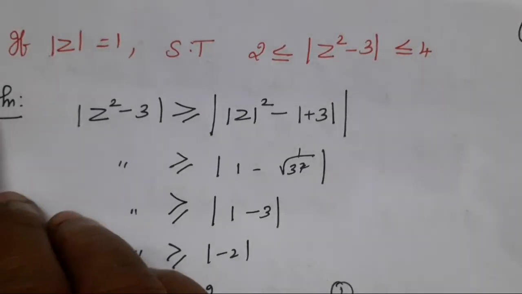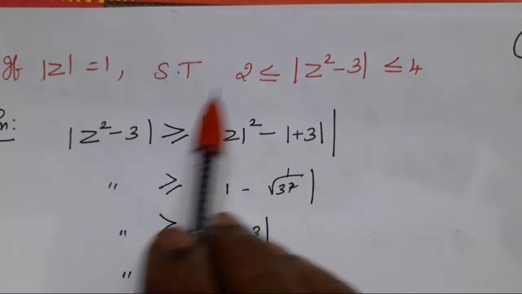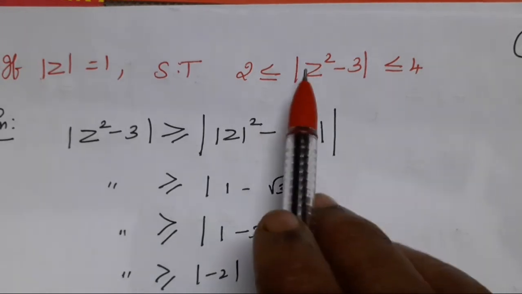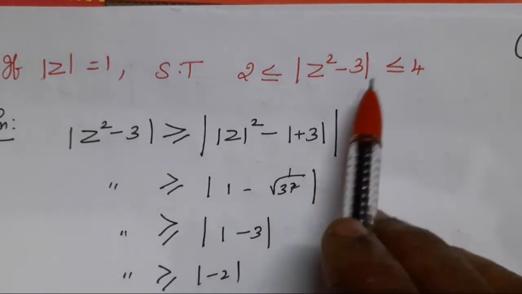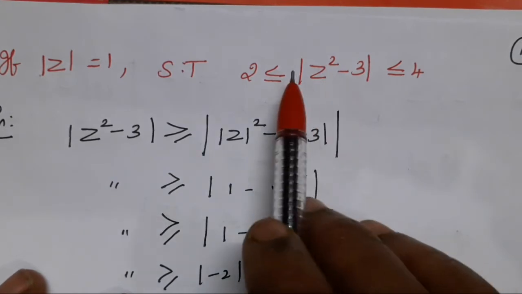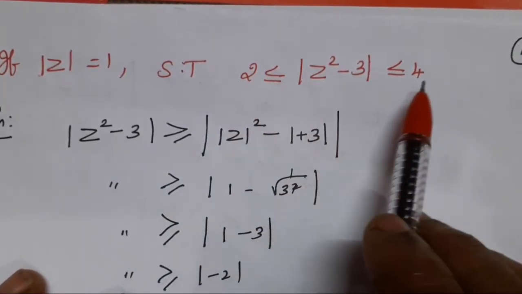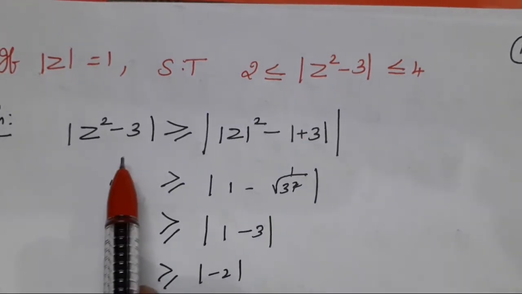See the fifth question, this is also important for you. If modulus of z equal to 1, show that 2 is less than or equal to modulus of z square minus 3, less than or equal to 4. That is nothing but what? Modulus of z square minus 3 greater than or equal to 2, modulus of z square minus 3 less than or equal to 4. So first we take the solution.